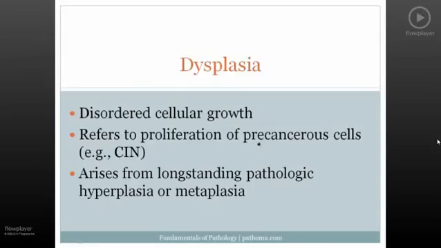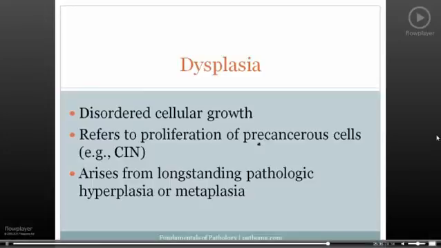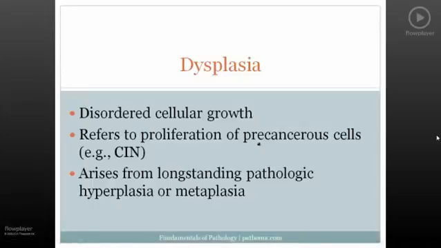The next principle in growth adaptations is dysplasia. And dys means bad and plasia means growth. And the idea with dysplasia is that there is disordered cellular growth. For the most part, the term dysplasia is used to refer to a proliferation of precancerous cells. The classic example of dysplasia is CIN. We're all familiar with this in the cervix, cervical intraepithelial neoplasia. Recall that CIN can be subdivided into three types: CIN1, CIN2, and CIN3. And it's important to remember that CIN is actually dysplasia.